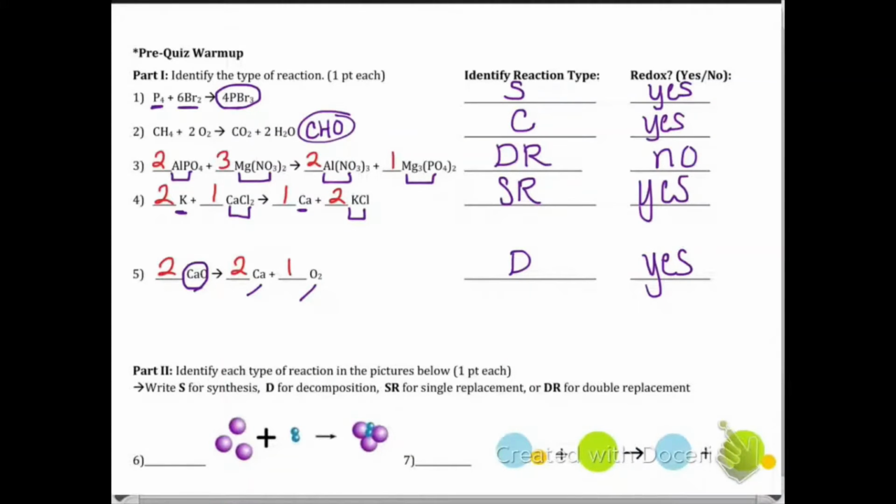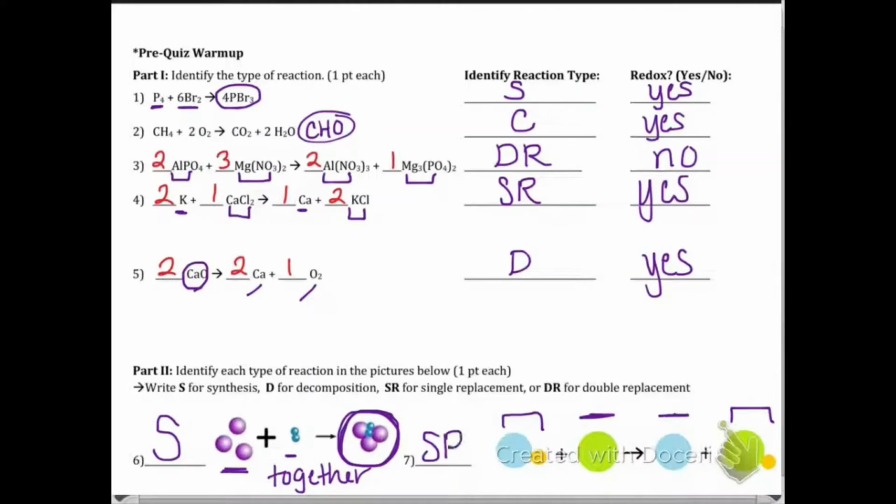Now let's look at the pictures down below. You should be able to look at the pictures and determine what is happening here. Here we have something and something to make one big thing. This one big thing is what? Synthesis. They come together. That is synthesis. Now looking at the next one, you have a pair and a single, then you have a single and a new pair. The word single tells you that it's a single replacement reaction. You're going to get some pictures on your quiz, so be wary of that.